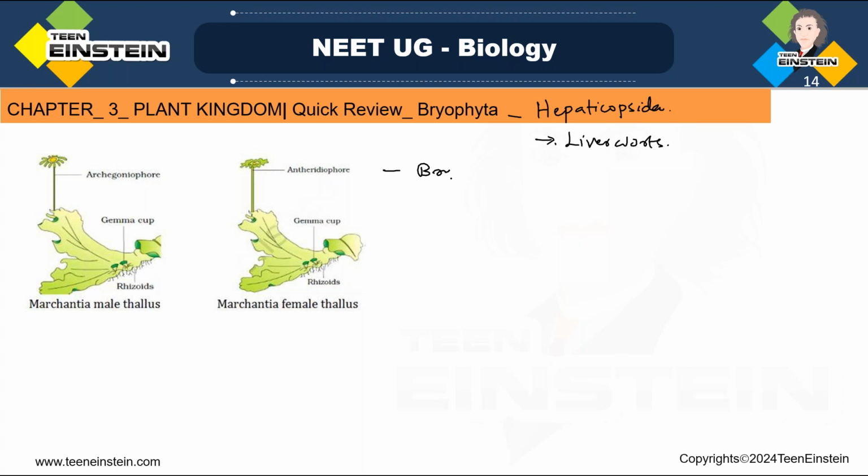See, this is the one which is called Marchantia, a common one. The plant body of liverworts, or Hepaticopsida, is thallus-like and dorsiventral. You can see the thallus-like structure.